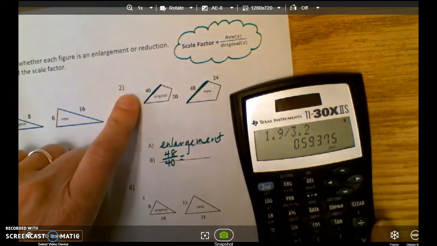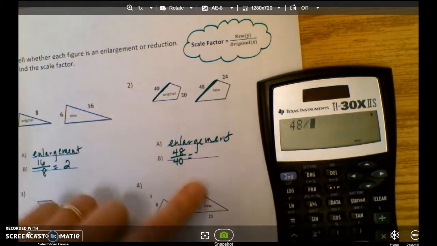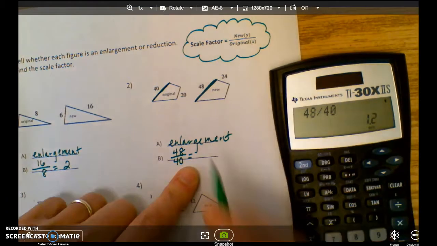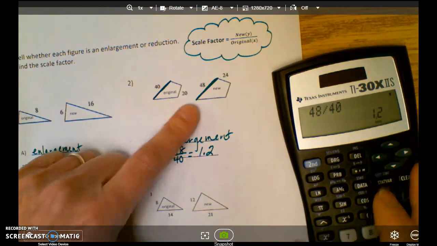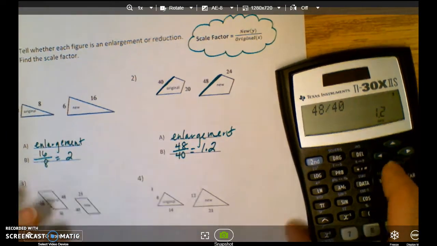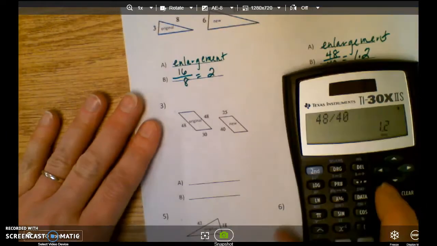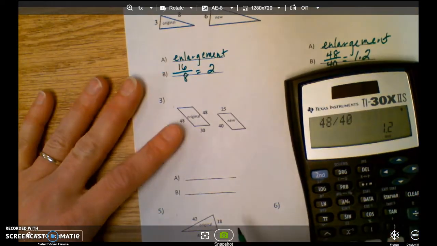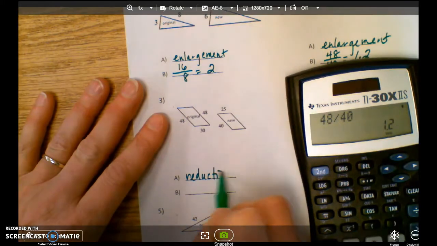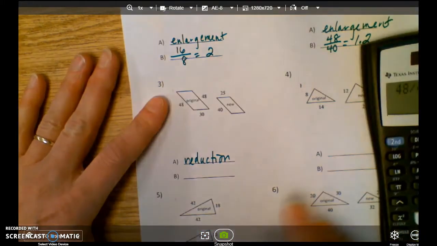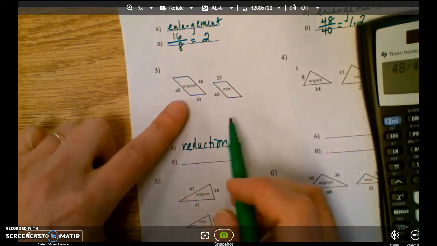And if they don't reduce nicely, you can always use your calculator. This one gives me a scale factor of 1.2. So it is enlarged just a little bit, and that's how you get your scale factor. Finally, with number 3, you can see we have a reduction. So remember, that's the top line. Tell whether it's an enlargement or reduction. And then you have to pick some corresponding sides.